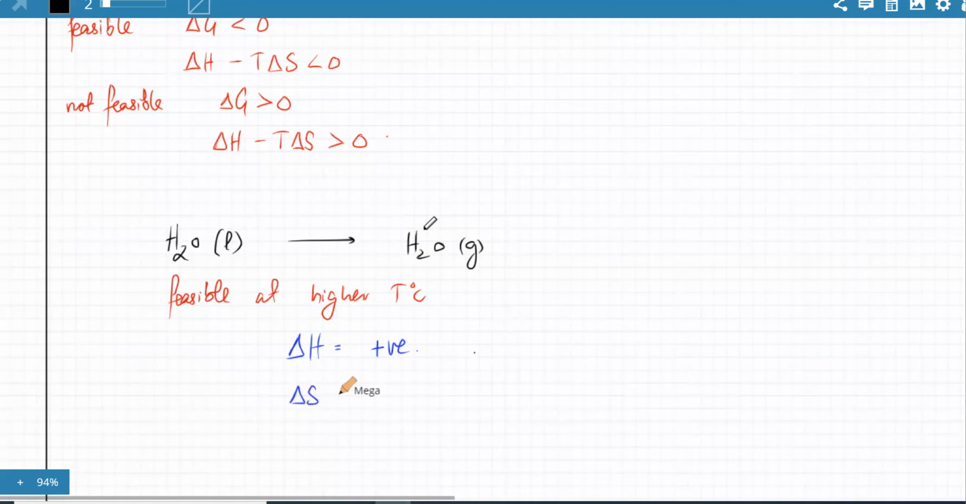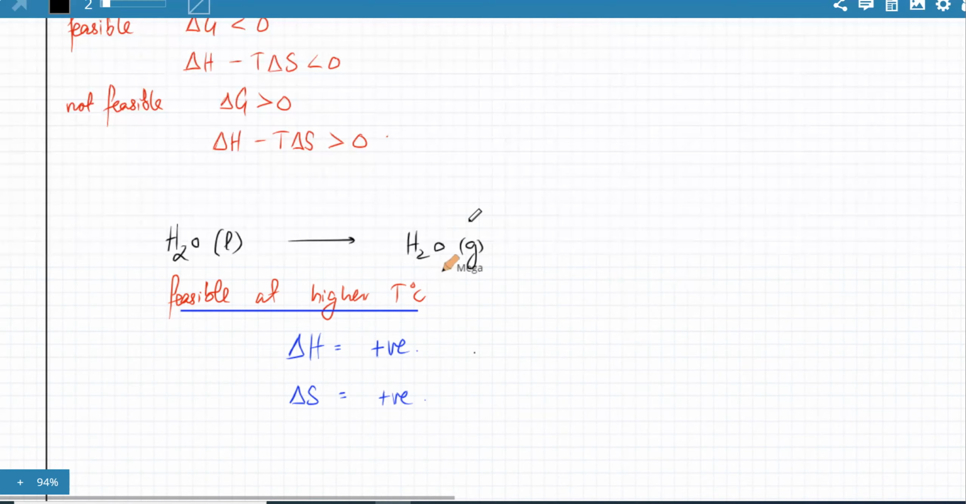Can you spot the sign of delta S? What's the sign of delta S? Positive, because there's disorder increasing. There's a gas being formed. Is this clear? Yes. So now I'm going to use and justify this. We know it's feasible at higher temperatures, but we're going to come to the same conclusion using Gibbs free energy.